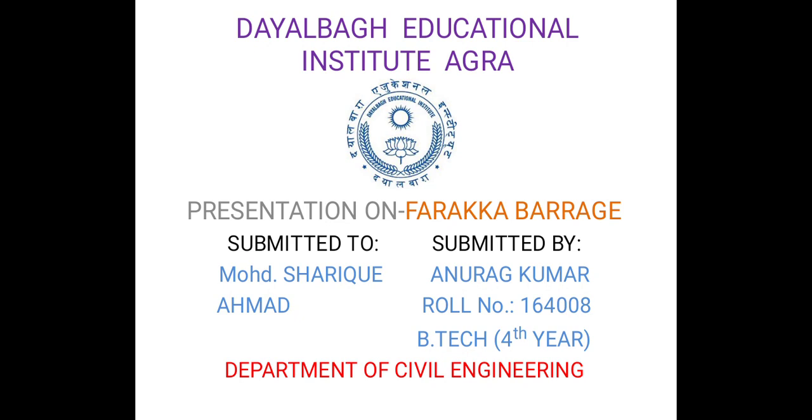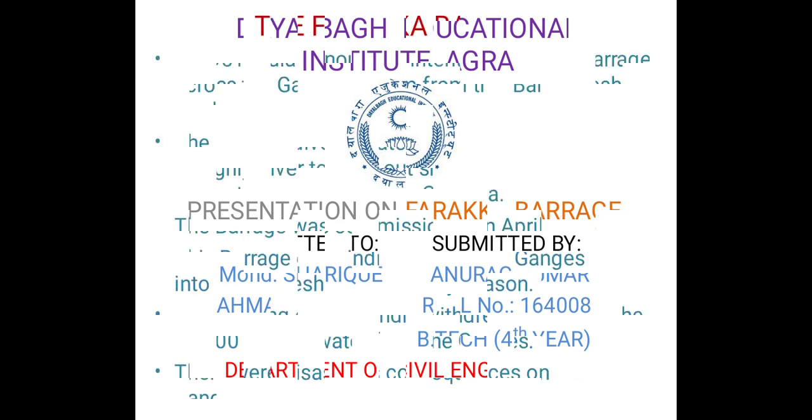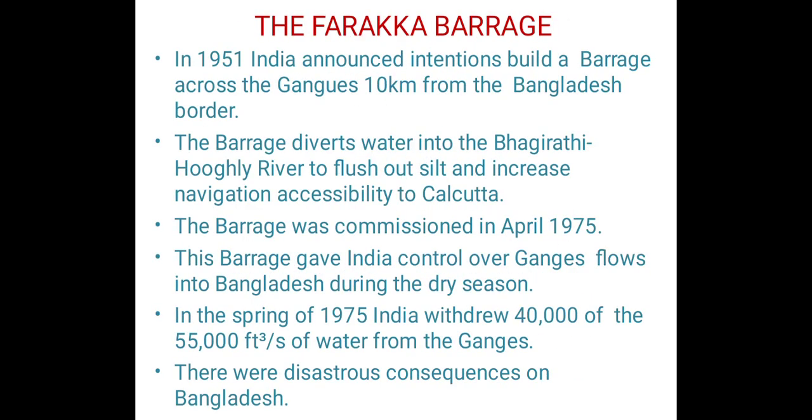Today we will study about Farakka Barrage. So, firstly we should know about the Farakka Barrage. In 1951, India announced intentions to build a barrage across the Ganges 10 km from the Bangladesh border. The barrage diverts water into the Bhagirathi-Hooghly River to flush out silt and increase navigation accessibility to Calcutta.